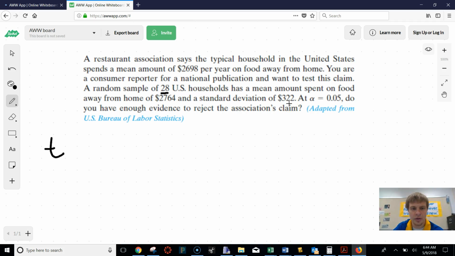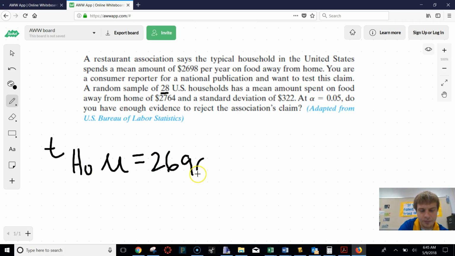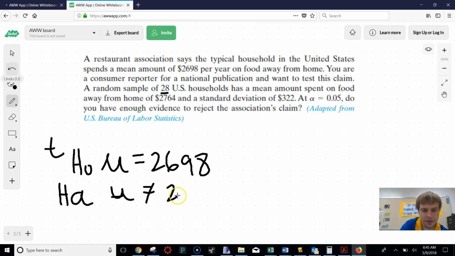And we want to know, do we have enough evidence to reject our claim? So it looks like when you read through, we always have to make sure if it's equal to or not. It looks like we're going to test our mean to see if it's equal to. So our H null is it equal to this amount? And our alternative hypothesis would be that the mean is not equal to that amount.